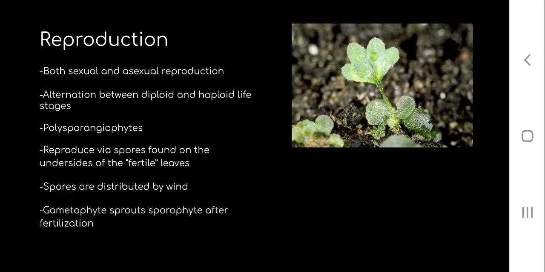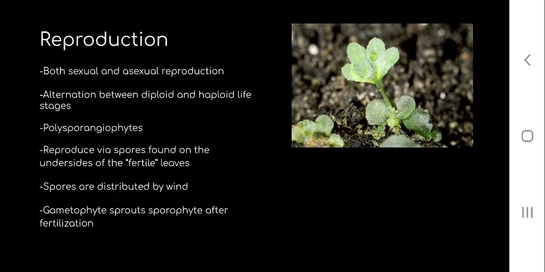So ferns reproduce both sexually and asexually, and they alternate between being diploid and haploid at different stages in their life. Ferns are polysporangiophytes. So one way that they reproduce is that they'll have their root systems that grow out and branch out, and some of those roots will go and emerge above the ground and become their own plants. And once they develop enough, they can live independently of the parent.